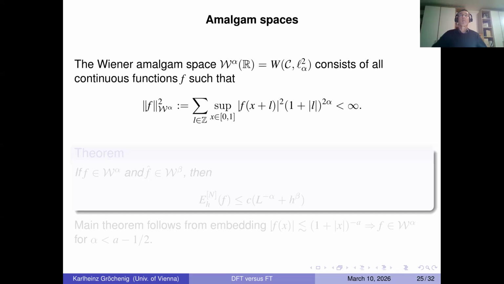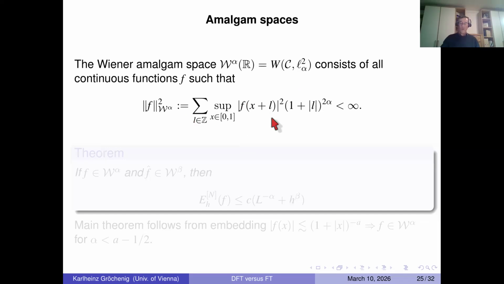We love amalgam spaces in Vienna, so we actually had slightly different spaces. The amalgam space: locally bounded continuous functions, where globally those local suprema are in a weighted L2 space. That would be the standard notation. The alpha tells us how these local suprema decay, and it's an L2 decay.